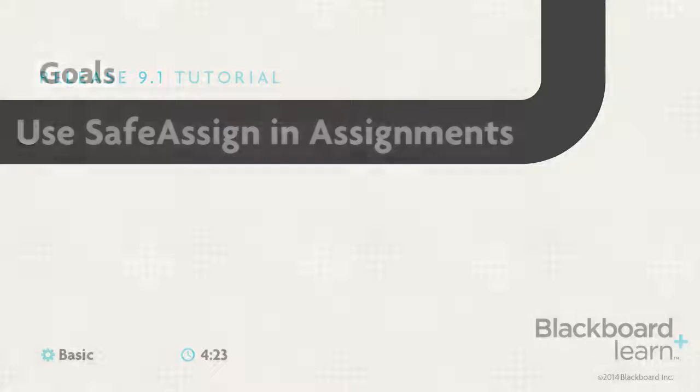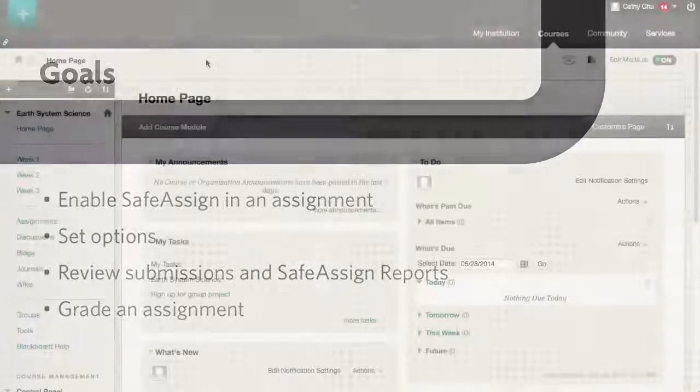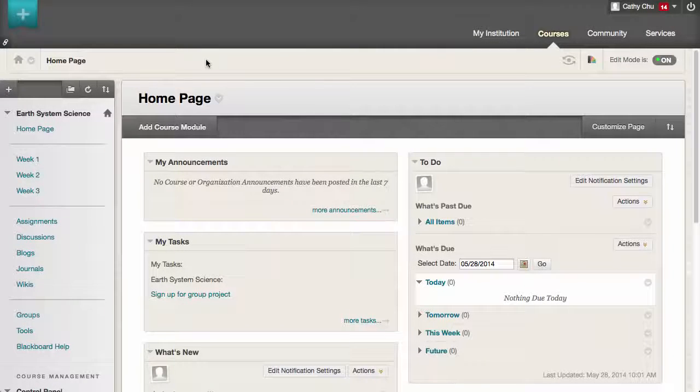existing works. This tutorial will show you how to enable SafeAssign for an assignment, set its options, review a SafeAssign report, and set grades for student submissions. SafeAssign is now integrated into regular Learn assignments. With this integration, almost all assignment features are now available with SafeAssign services, including allowing multiple attempts, anonymous grading, delegated grading, and the ability to assign to groups.